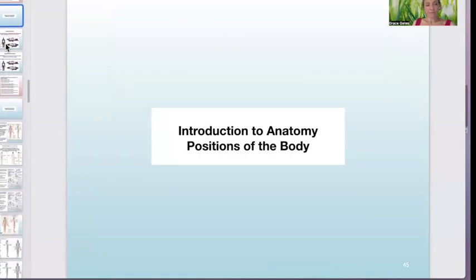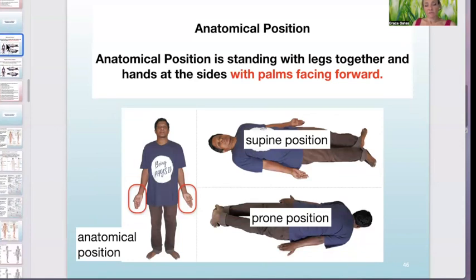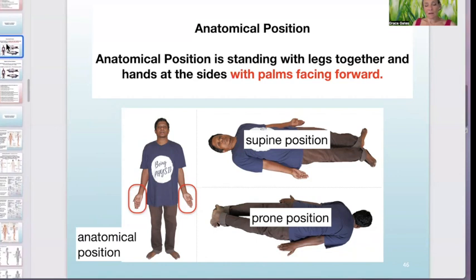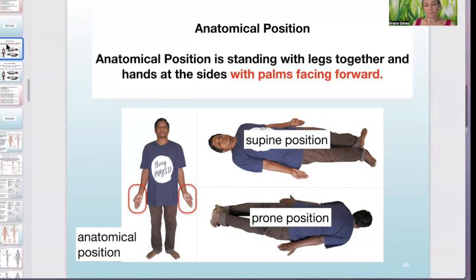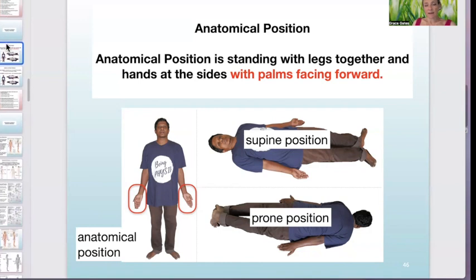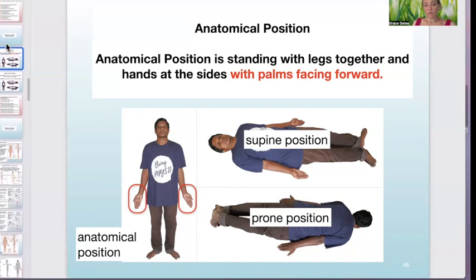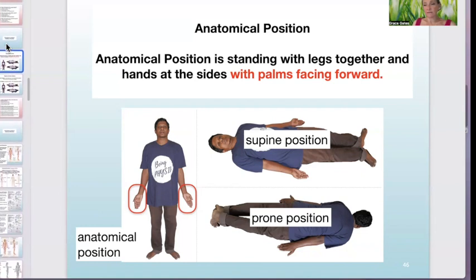So in anatomy, we frequently talk about bodies, and we need to know what position the bodies are in. And there is a certain stance called anatomical position. The person would be standing with their legs together, not tightly, but just loosely together, and their hands at their sides with their palms facing forward. That is the only unusual part of anatomical position because ordinarily we stand with our palms facing the sides of our body, not facing forward, if you think about it.